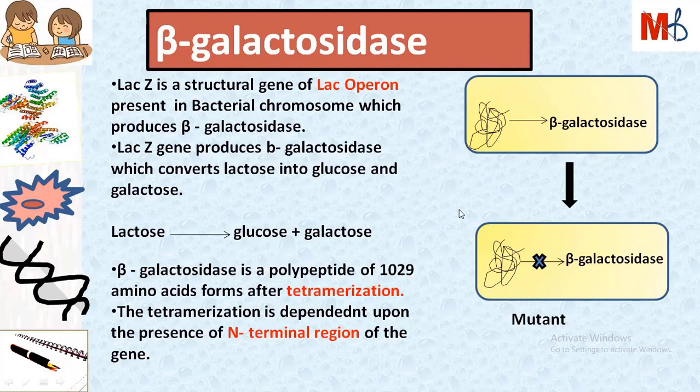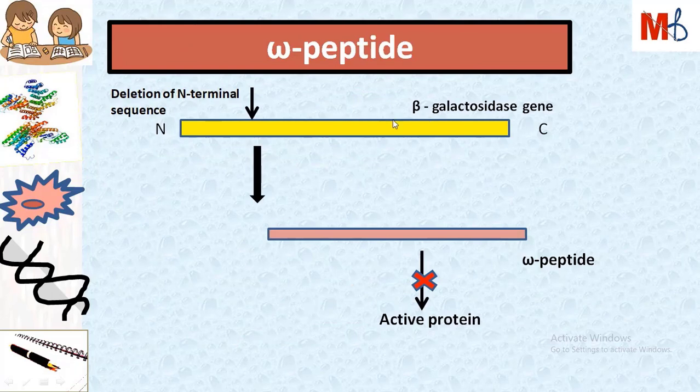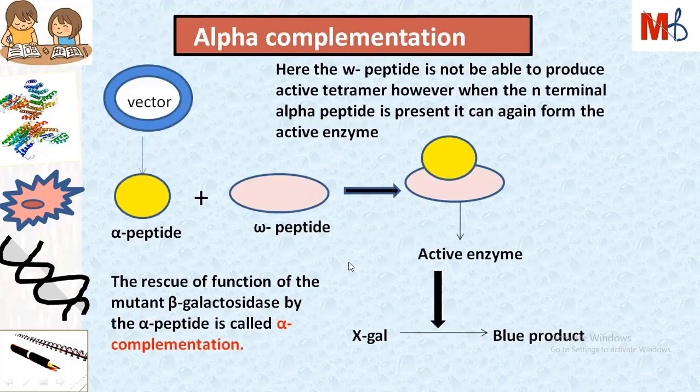So by doing this we are creating a mutant form of bacteria in which we are deleting some part of the gene. Now suppose this is the beta-galactosidase gene which is present in the lac operon, and here we delete the N-terminal sequence of this beta-galactosidase gene. Then after the deletion, the peptide which forms after translation is called the omega peptide, and this omega peptide is unable to form the active form of the protein. Now we can see that this omega peptide is not able to produce the active form of the enzyme.